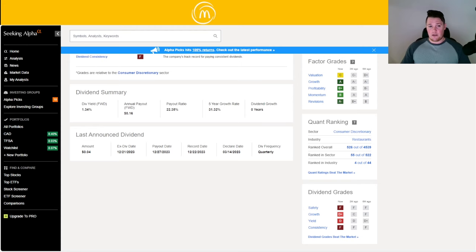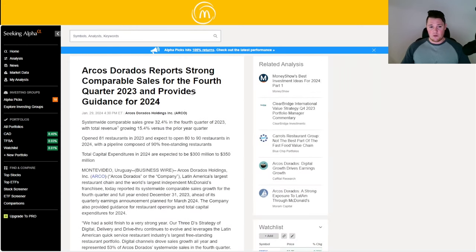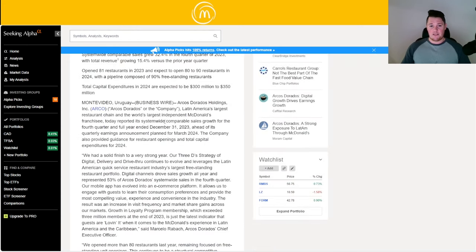So the recent earnings that just came out, this one was at the end of January, did signal that they're intending on opening between 80 to 90 restaurants in 2024, and that's comprised of 90 freestanding restaurants. So their growth is still continued to just expand massively. Even in 2023, it looks like they opened 81 restaurants. So despite higher inflation, higher interest rates, this company still is expanding.